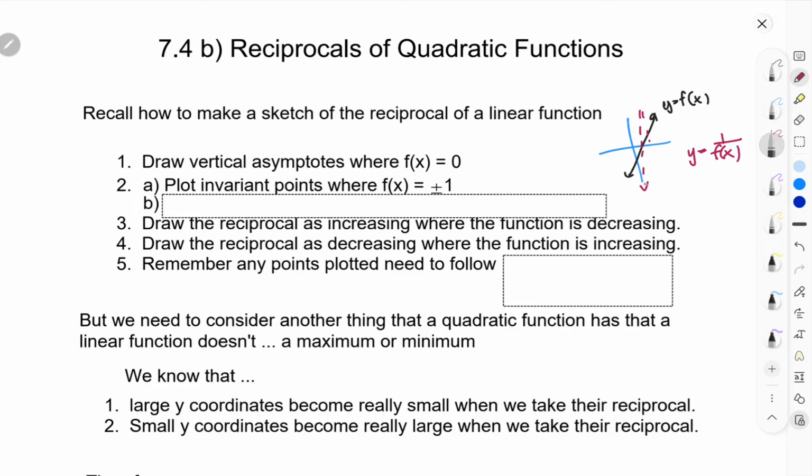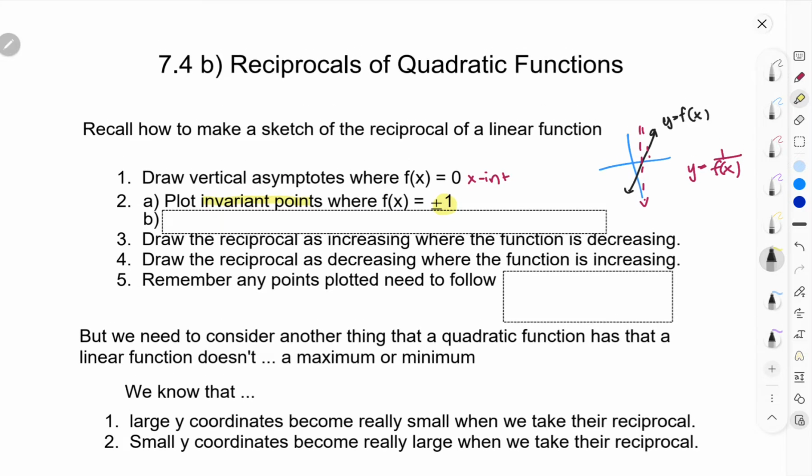So remember, a vertical asymptote is a line we cannot have, whereas an x-intercept is where my numerator is equal to 0. So that flip, that reciprocal action affects that value, meaning I cannot have points wherever my original function had x-intercepts. I put my invariant points at y equals plus or minus 1, because those are the values that when I flip them, they will not change. So I try my best to locate where positive 1 and negative 1 are on my graph, and I just make sure that my points connect at those locations.